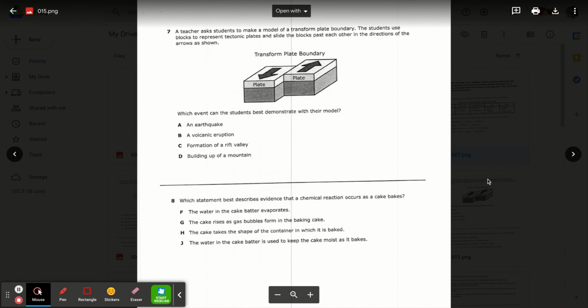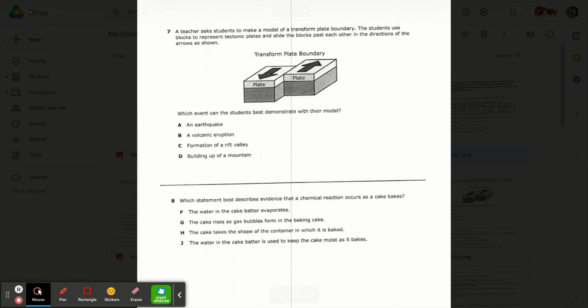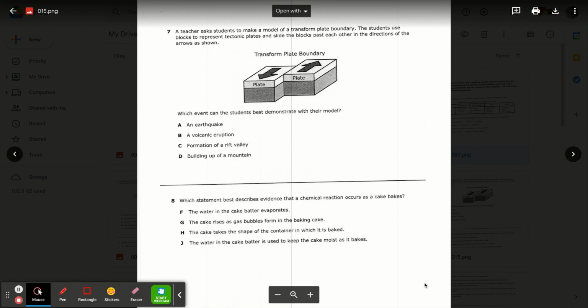Number 7, a teacher asks students to make a model of a transform plate boundary. The students use blocks to represent tectonic plates and slide the blocks past each other in the direction of the arrows as shown. Which event can the student best demonstrate with their model?